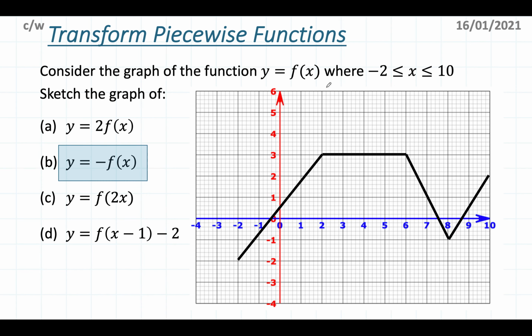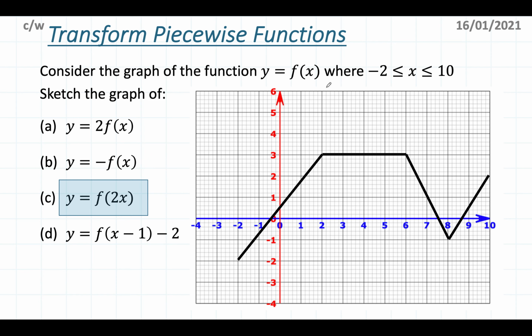Next, I have negative f of x. This is a reflection on the x-axis. So what happens is every output becomes negative. So instead of negative 2, I'm going to negate the negative 2, which is going to give me a positive 2. This is going to be a negative 3, and positive 1, and then a negative 2. And then notice the reflection there.